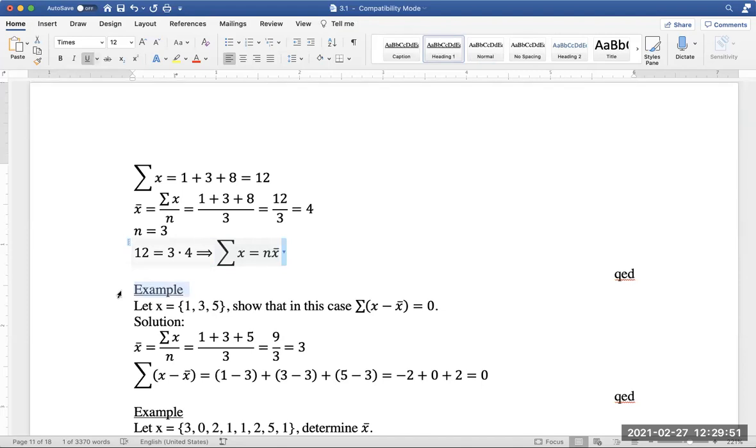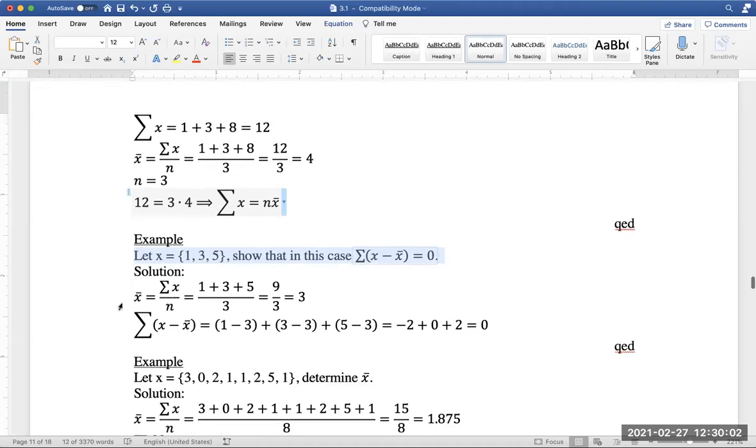Let's verify for the data set 1, 3, 5 that the sum of the deviations from the mean is 0. So let's find the mean. Let's add up all my data values, 1 + 3 + 5 is 9, divided by 3, since there are three numbers. 9 divided by 3 is 3.